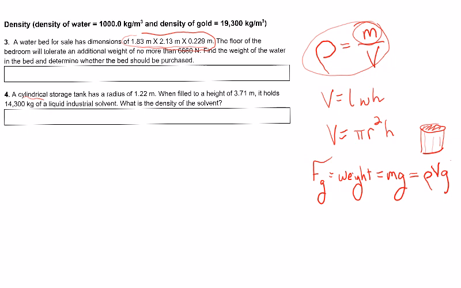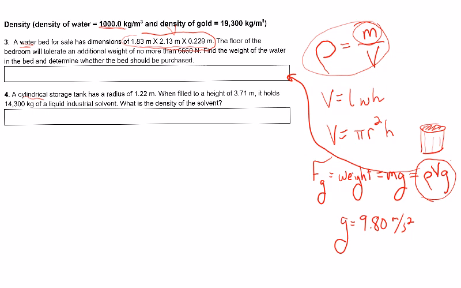So on this one, we know the density of water. They gave us the density of water up here, and it's a water bed. We know the volume now, because we've calculated these 3. We just have to multiply them together. And then we know gravity, which for us is our normal 9.8 meters per second squared. So we got some information that we have to go back and remember. We're going to use this version to solve this one and calculate what we get. Once we figure that out, that'll be the weight of the water bed, and then determine whether it should be purchased. Is it larger or smaller than 6,660 newtons?